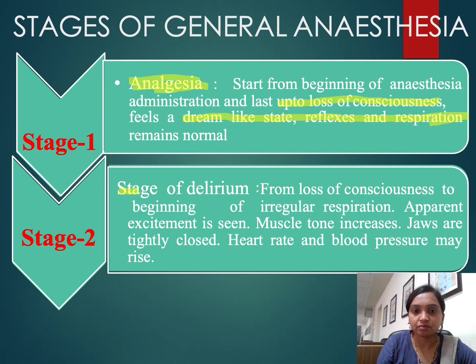In the second stage, that is the stage of delirium, which starts from loss of consciousness till the beginning of irregular respiration. Here we saw the respiration was normal. Here the muscle tone will increase. There will be a state of apparent excitement here. BP and heart rate will rise to some extent.